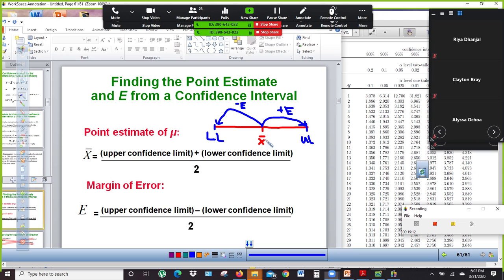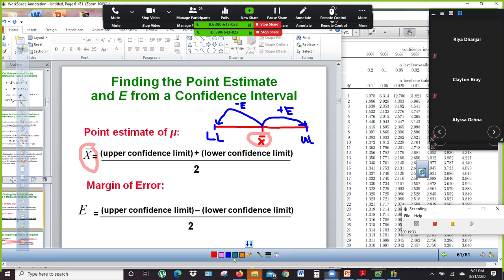So that means that if I have a confidence interval, the lower limit, comma, the upper limit, I can find x bar. Why? Because x bar is smack dab in the middle of them. All I have to do is take these 2 things and average them. In other words, I add them up and divide by 2 because there's 2 of them. And that's how I find my x bar.